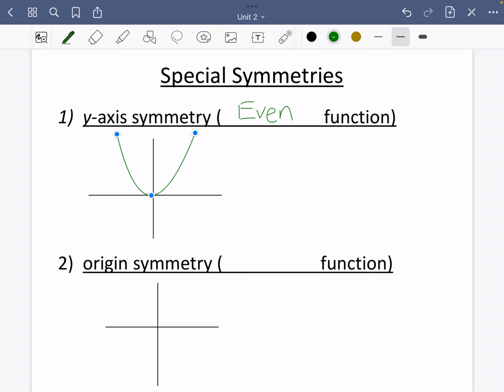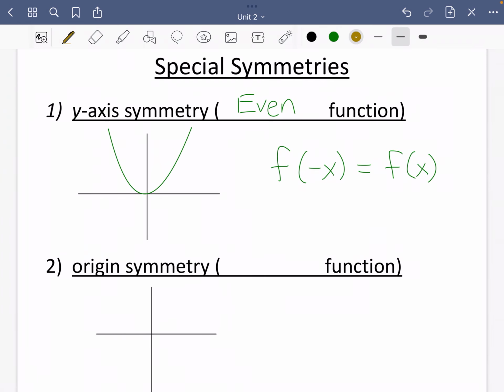And so here we have some y-axis symmetry. The way we could verify it in function notation, if we can't look at the picture, is we can take our function, plug in negative x for all of the x values, and see what happens. If it turns out that the function at negative x is exactly the same as the function at x, then we have an even function.